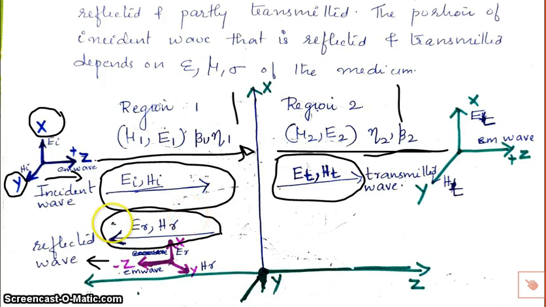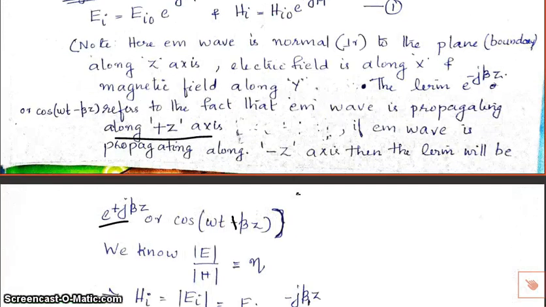Similarly, if you take the case of the reflected wave, you can see the reflected electromagnetic wave is moving in this direction. That means it is perpendicular to xy. Hence Er and Hr will be parallel to xy. That is written in that statement.